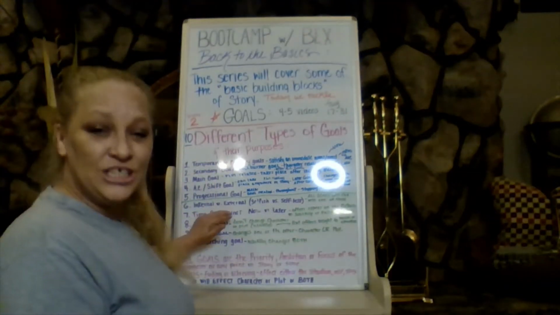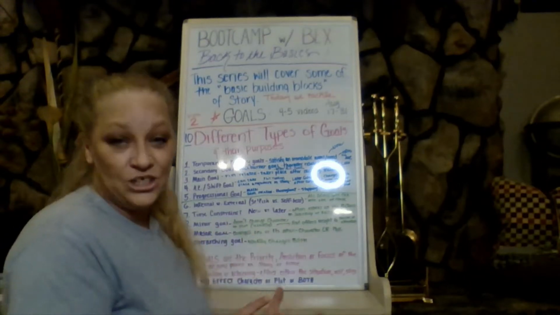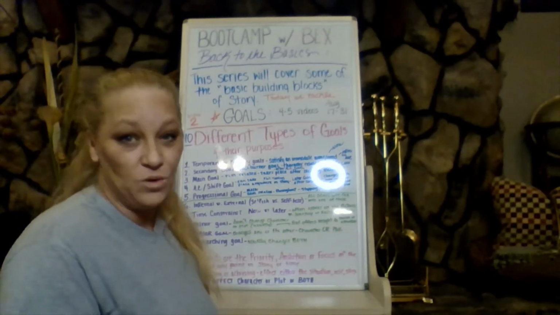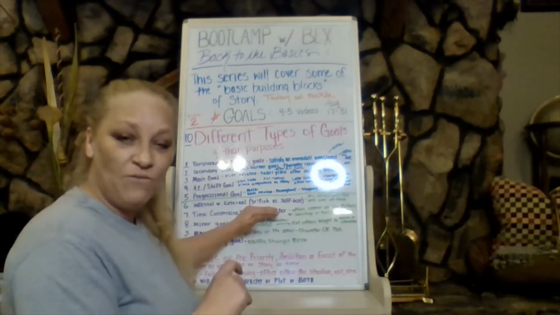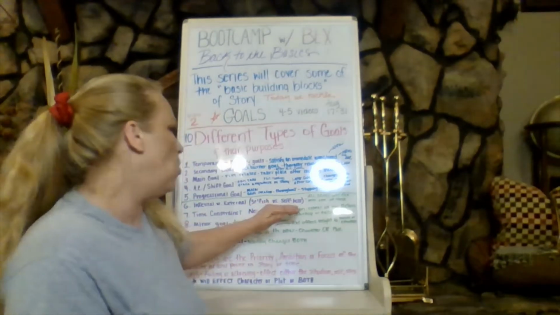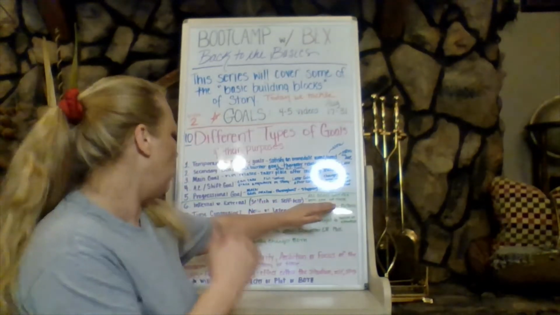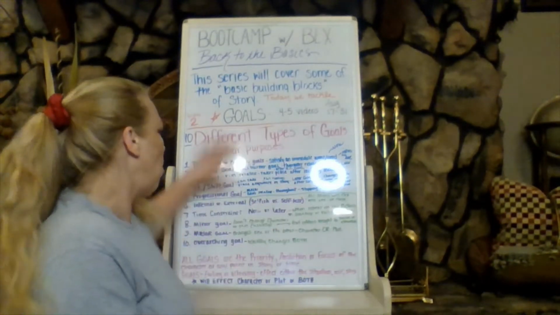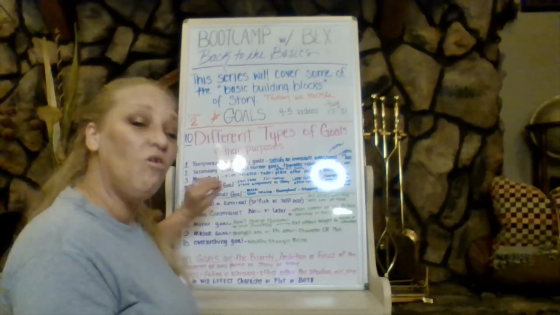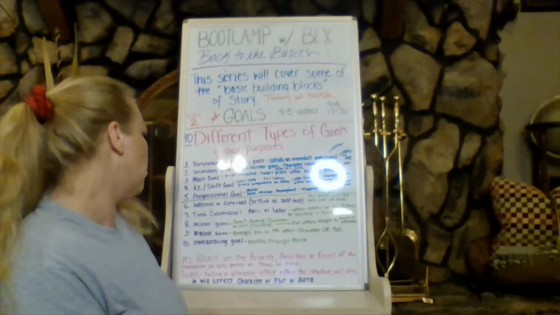Okay, so number 6 type of goal, internal or external goals. Okay, this is the selfish or selfless goals. These goals will all fall into one of these categories. So all 5 of the top goals will fall into one of these categories.